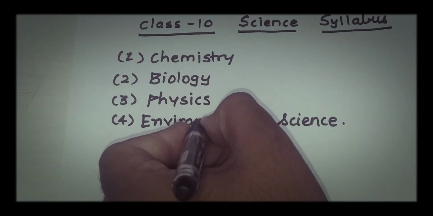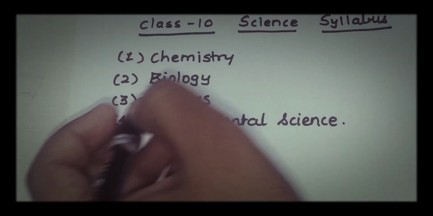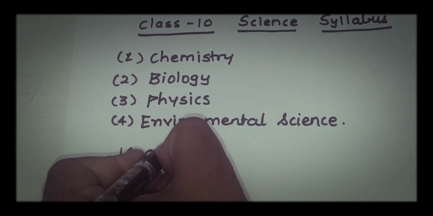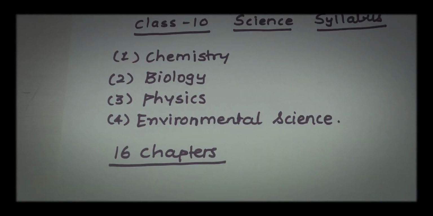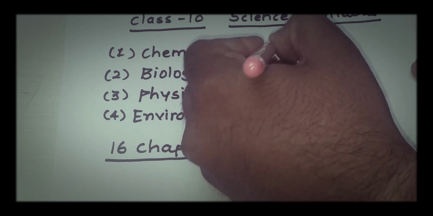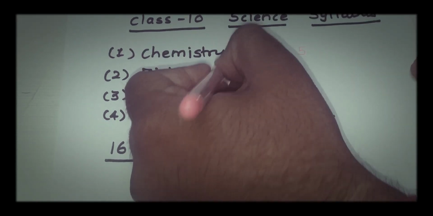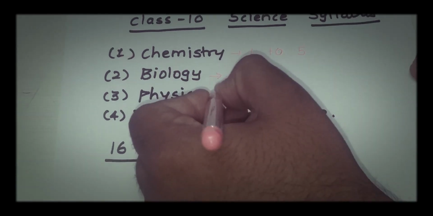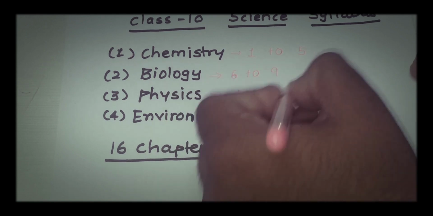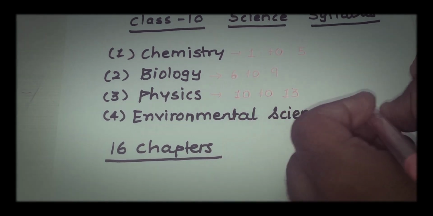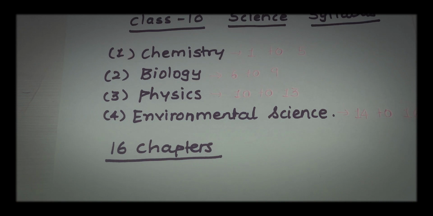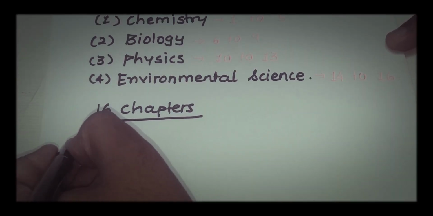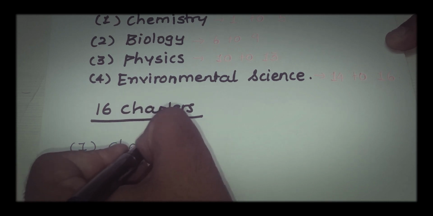Okay, and in our class 10 there are mainly 16 chapters in our syllabus, in which chemistry has chapters 1 to 5, biology 6 to 9 chapters, physics 10 to 13 chapters, and in environmental science there are 14 to 16 chapters. So now we will first see chemistry.